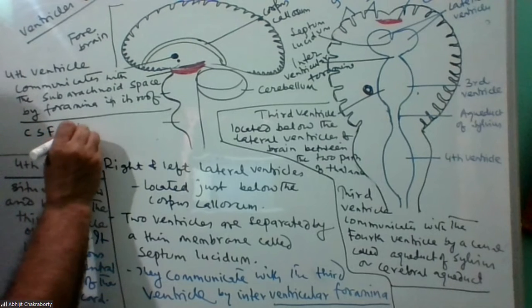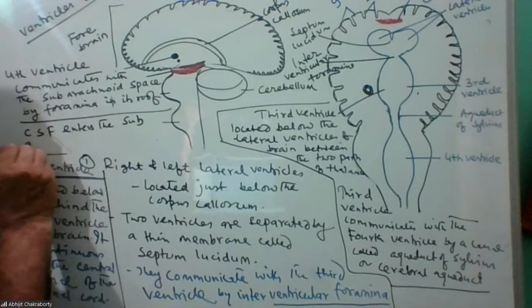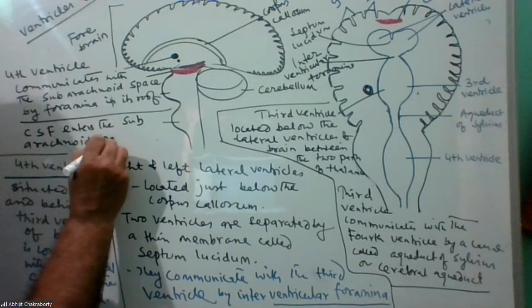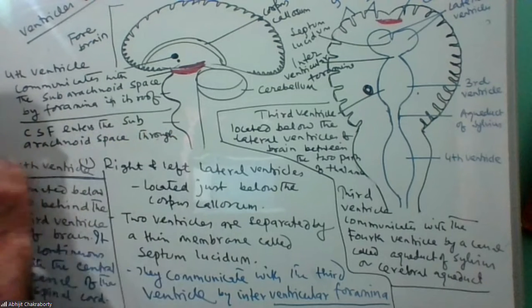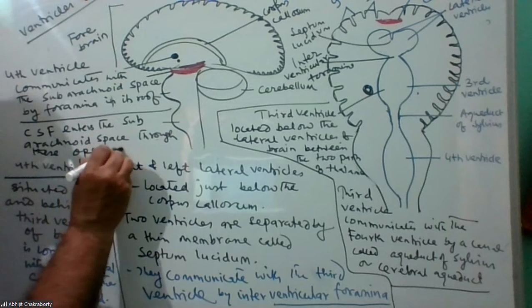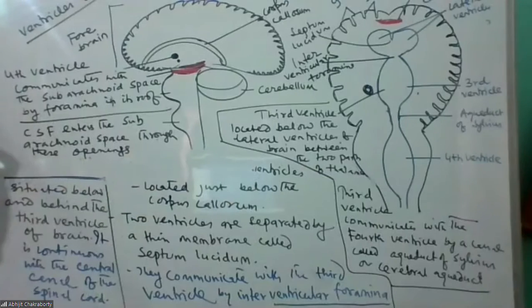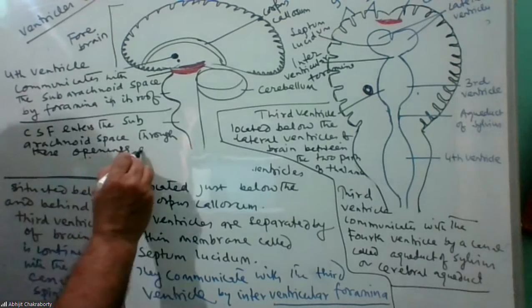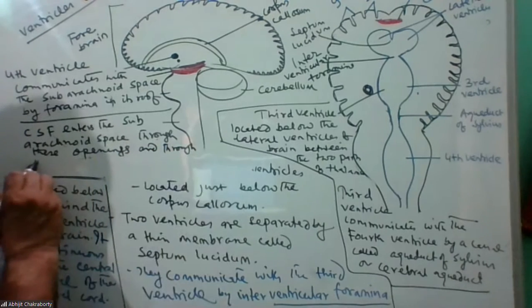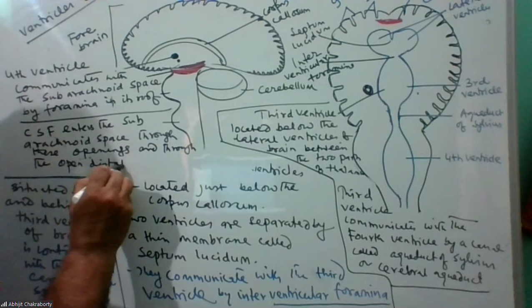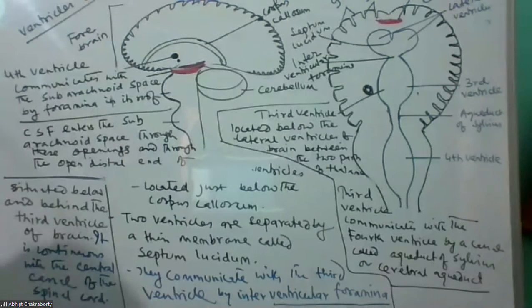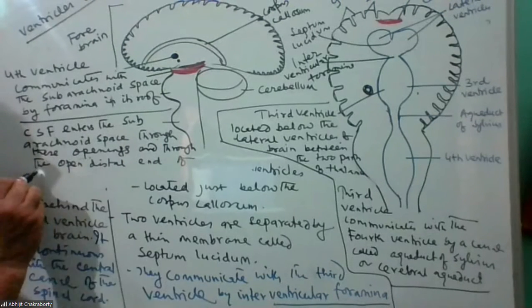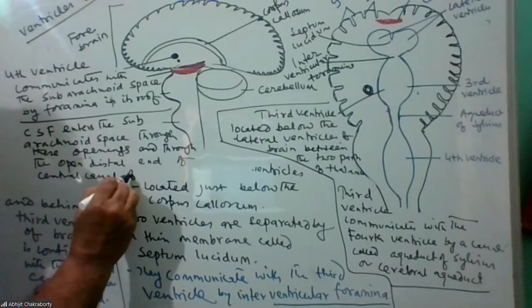CSF enters the subarachnoid space through these openings, and through the open distal end of the central canal of spinal cord.